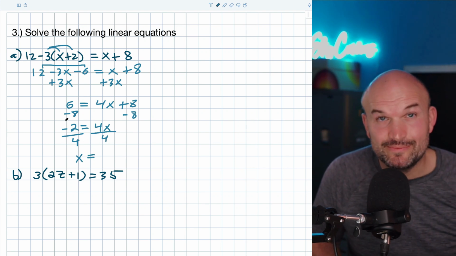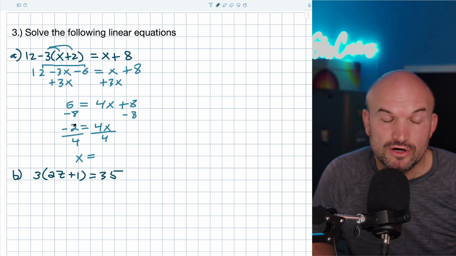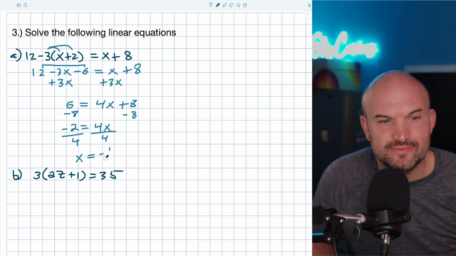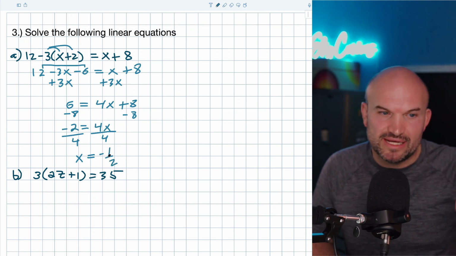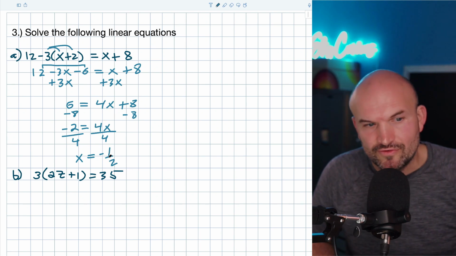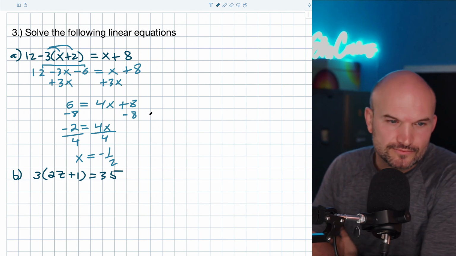x equals, this can be reduced, divide by 2 on top and bottom, and that's going to be -1/2. The negative could be up top, could be at the bottom, or just written out in front, however it may be.